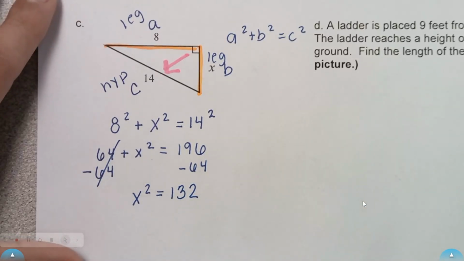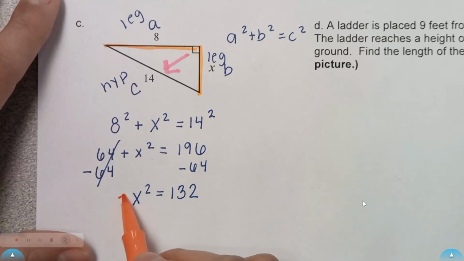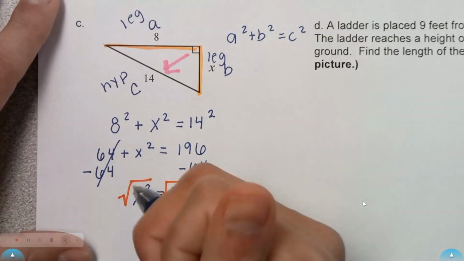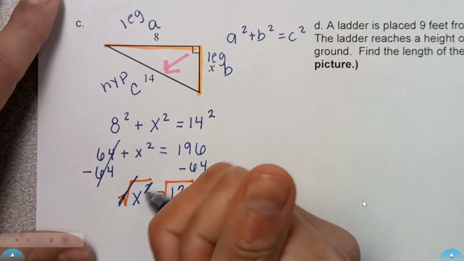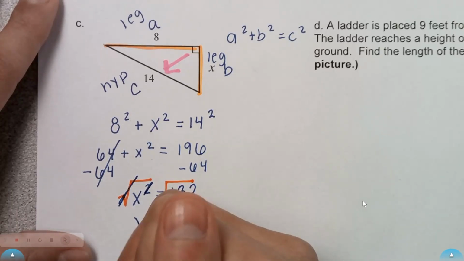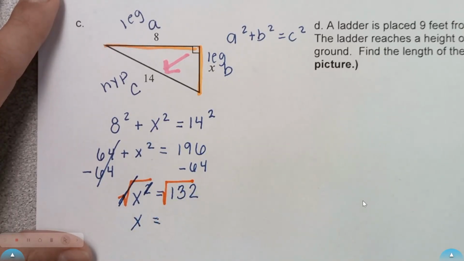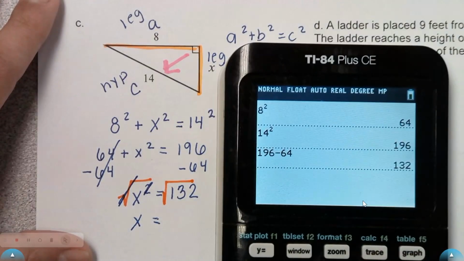Alright, now that my x is isolated, I realize I have x squared. I need to take the square root to get just one x. So I'm going to take the square root here and here. I do that so that the square root symbol cancels with the 2. So I get x equals the square root of 132.